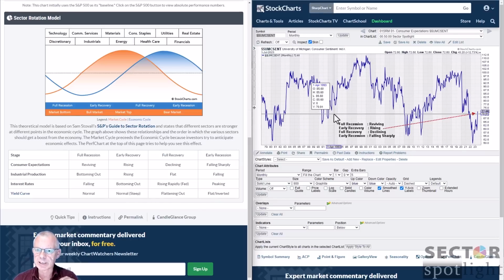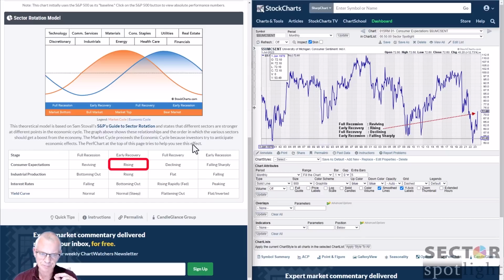Now the first one is the Consumer Sentiment Index, consumer expectations, consumer sentiment. And what we see here is, I think that we can qualify this move here as rising. And that would point, based on this economic metric, to an early recovery phase. So consumer expectations rising would indicate early recovery.